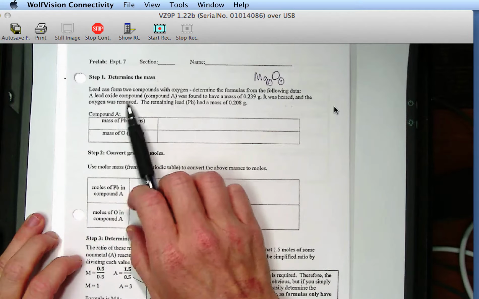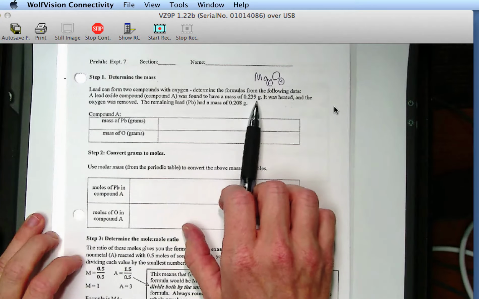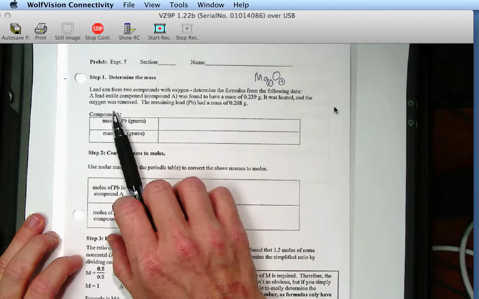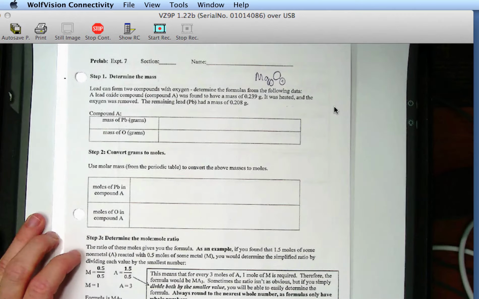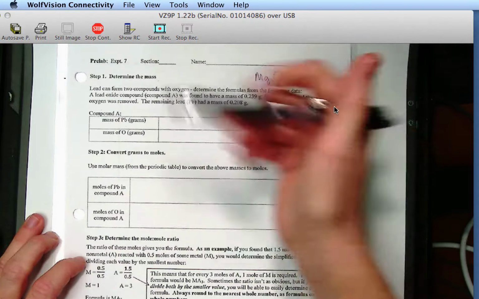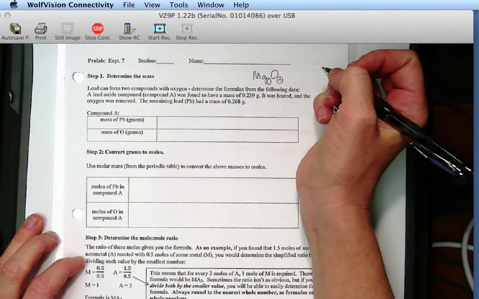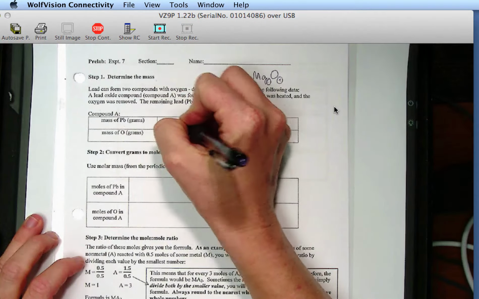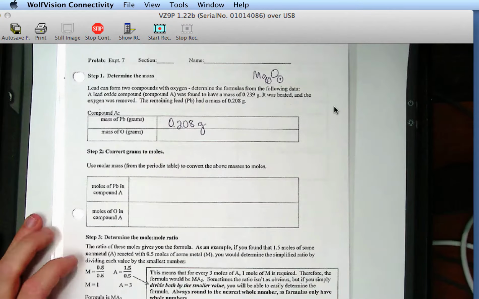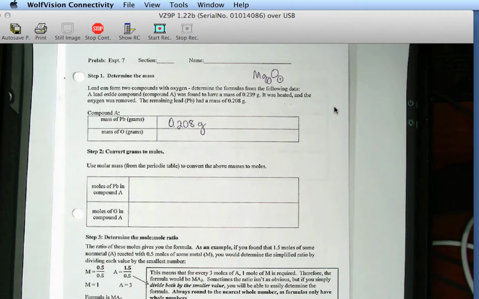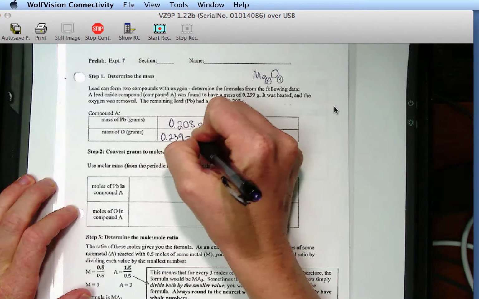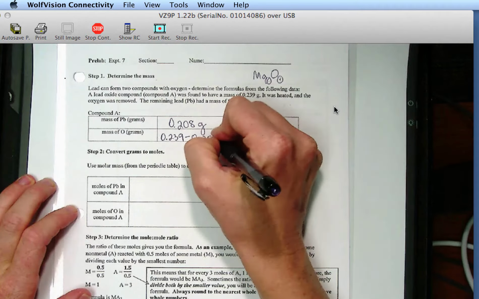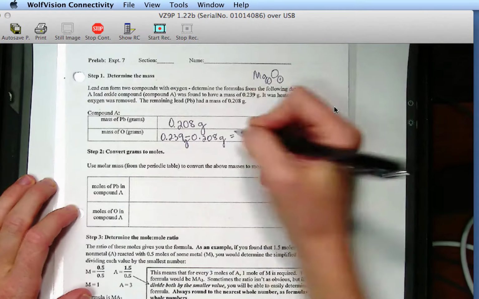A lead oxide compound was found to have a mass of 0.239 grams. It was heated and the oxygen was removed. The remaining lead has a mass of 0.208 grams. So for compound A, the mass that you're going to list for lead is 0.208 grams. To determine the mass of the oxygen, you're going to subtract 0.208 from 0.239. Watch your sig figs.